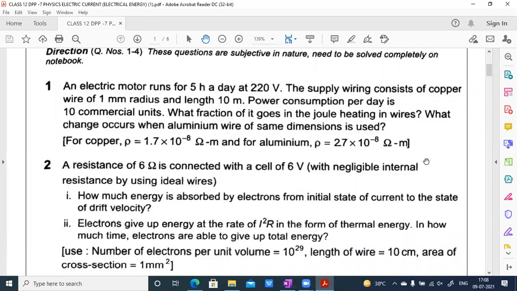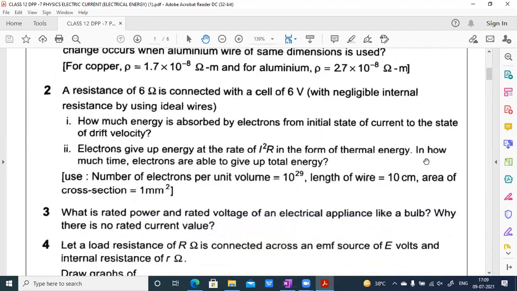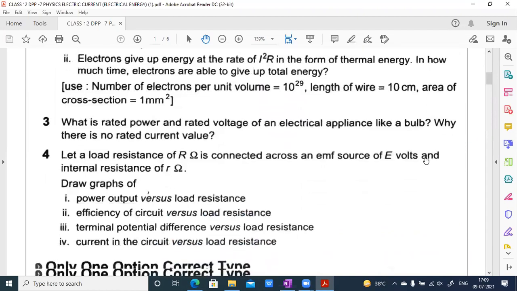Electric motor runs for 5 hours a day. At 220 volt, the supply wiring consists of copper wire 1 millimeter radius and length 10 meter. Power consumption per day is 10 commercial unit. Okay, leave it. Power consumption जरूरत नहीं है. Okay.